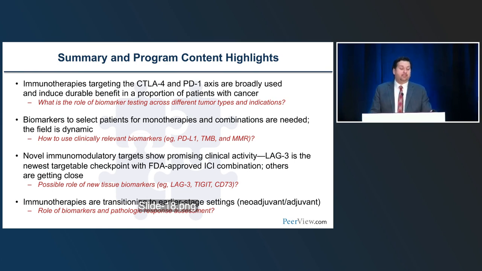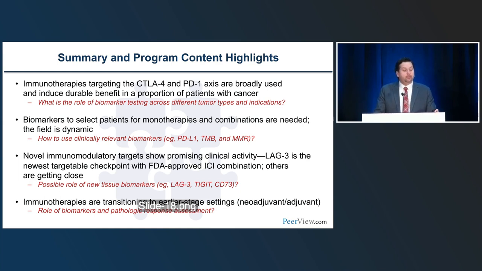So now, as a summary from this part, I think we have learned that immunotherapies target at least CTLA-4, PD-1, and now a few other immune inhibitory receptors are broadly used and induce durable benefit in a fraction of patients with cancer. But the role of biomarker testing across them needs to be established and hopefully transferred to the clinical space soon. The second important point is that biomarkers to select patients for monotherapy and combination therapies are needed, but the field is highly dynamic and it's actually very difficult to catch up with these biomarkers that are approved and then developed further and change over time.